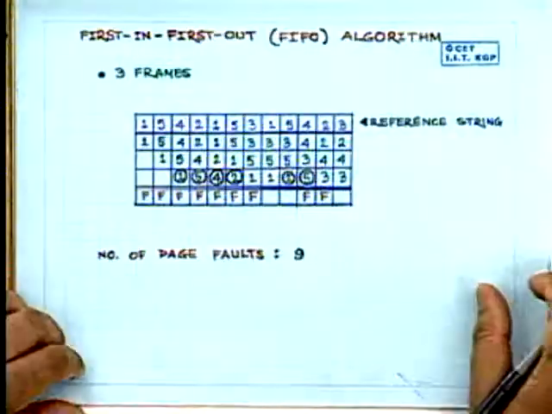Now, naturally, the FIFO algorithm is not the only algorithm for page replacement. There are other algorithms which we will be discussing in the next lecture.